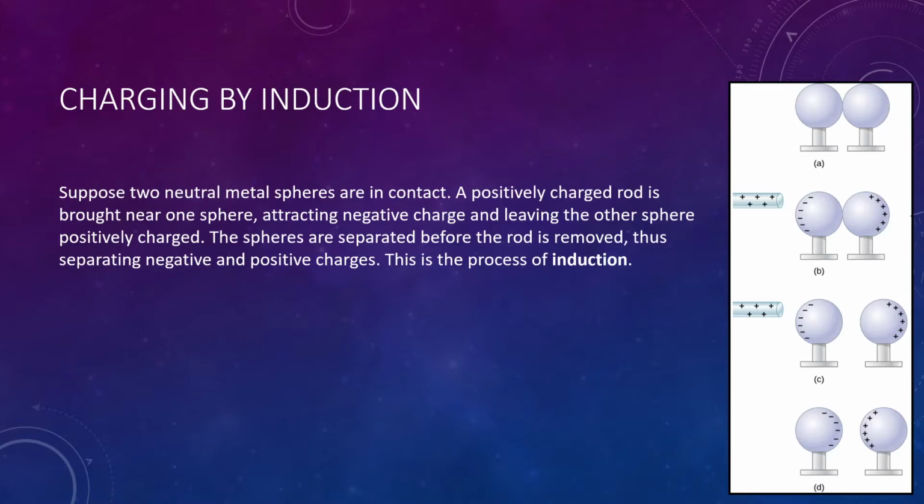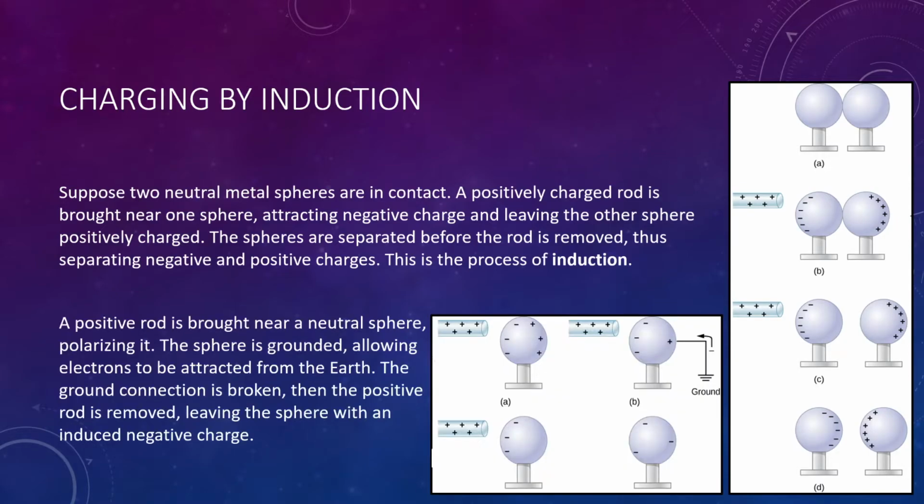If you separate those two spheres, well then there's nowhere for them to go anymore. The negatives are stuck on the one on the left, the positives are stuck to the one on the right, and then once you take the rod away, it doesn't matter. They're separated now, and so the charges are stuck inside of their individual spheres. So this is a way you can charge things known as induction. They end up with opposite charges. Now this said, there's actually a second way you can charge something with induction.